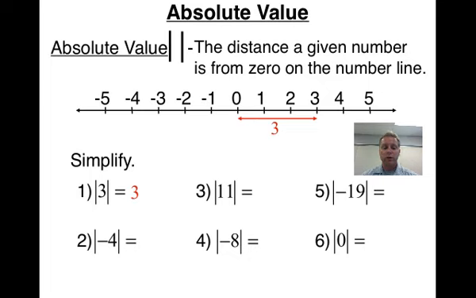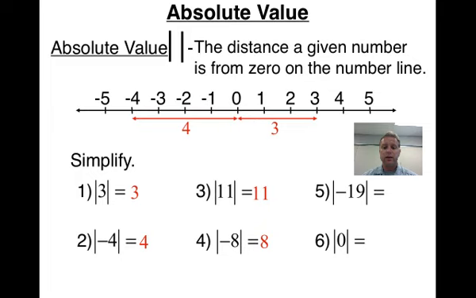Look down below that where we have the absolute value of -4. Find -4 on the number line. How far is -4 from 0? It's 4. Number 3, 11. How far is 11 from 0? It's 11. Number 4, the absolute value of -8. How far is -8 from 0?